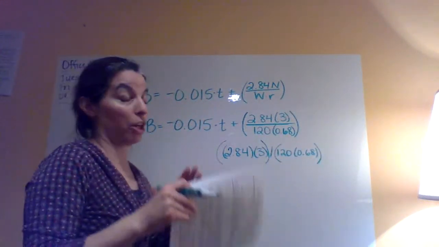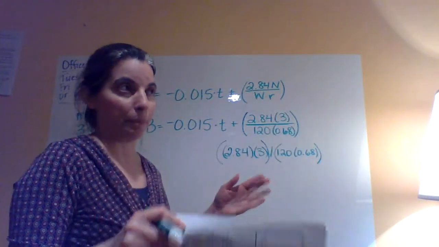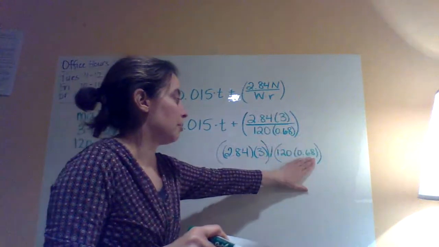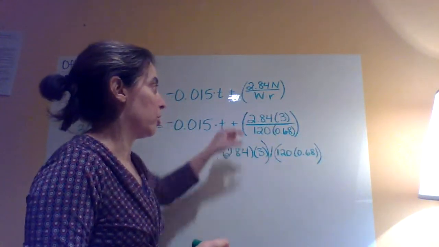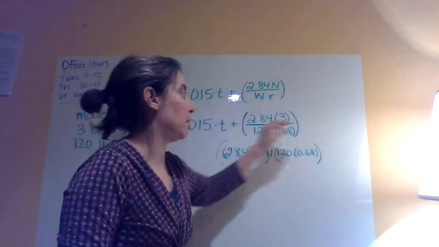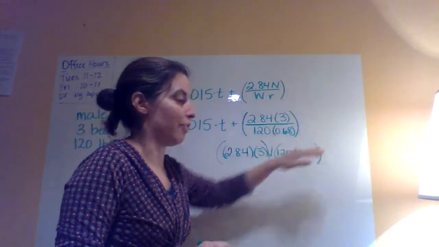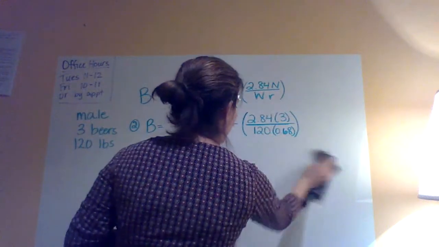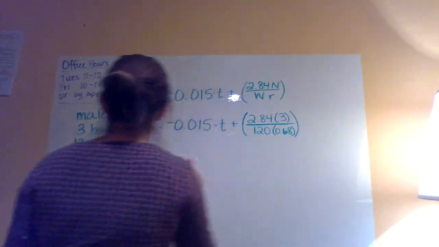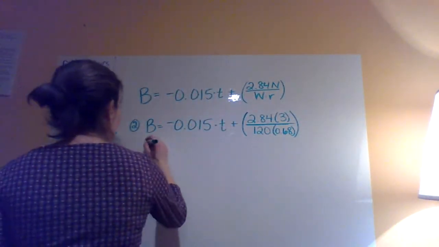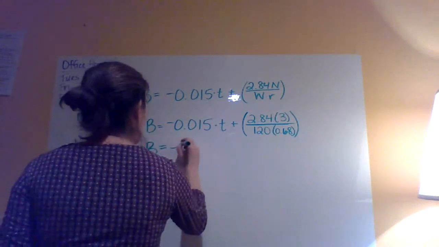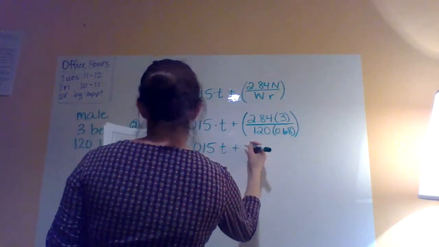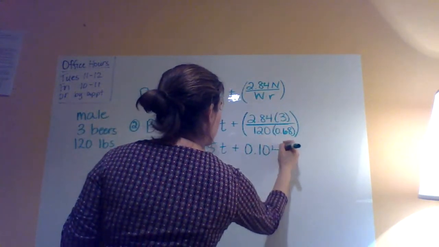If it's the kind of calculator where you can see the display, you can put everything in. Then you want to multiply these, divide. Or you can just put it in one at a time. Multiply these two, get a number. Multiply these two, get a number. Then divide what you have. And we'll go ahead and round it to 3 decimal places. So we should then have b equals negative 0.015t plus 1.104.